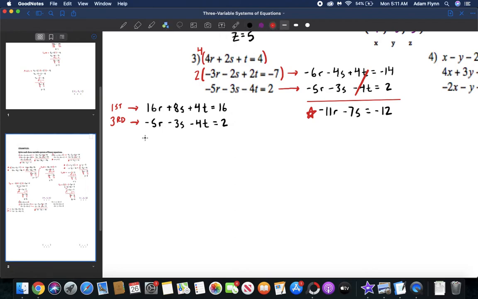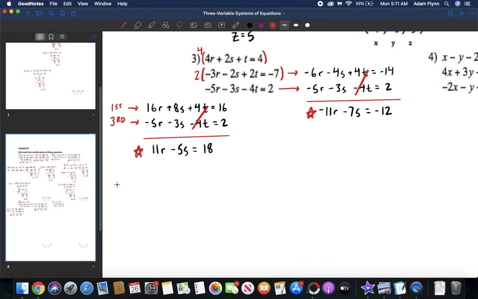I know that I can combine these two equations. When I do that, my t's eliminate. 16r minus 5r is going to be 11r. 8s minus 3s is negative 5s. And 16 plus 2 is going to be 18. So this is going to be my other start equation.